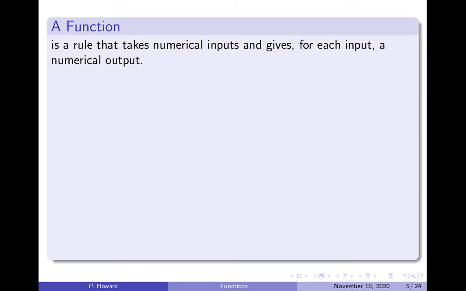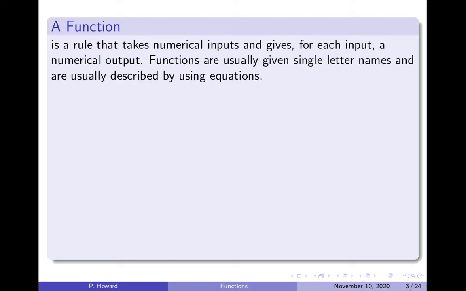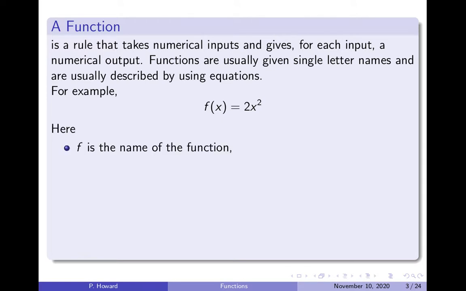So a function is a rule that takes numerical inputs and gives for each input a numerical output. They are usually given single letter names, and are usually described by using equations. So looking at this example, f of x equals 2x squared is a description of a function. The letter f is the name of the function. X represents a typical input to the function.